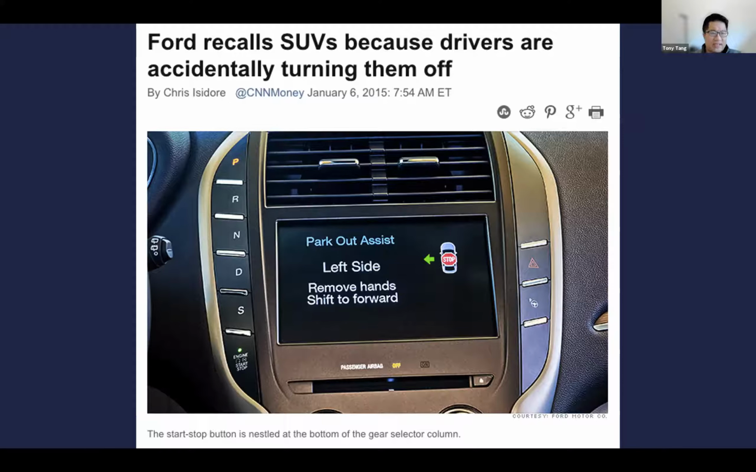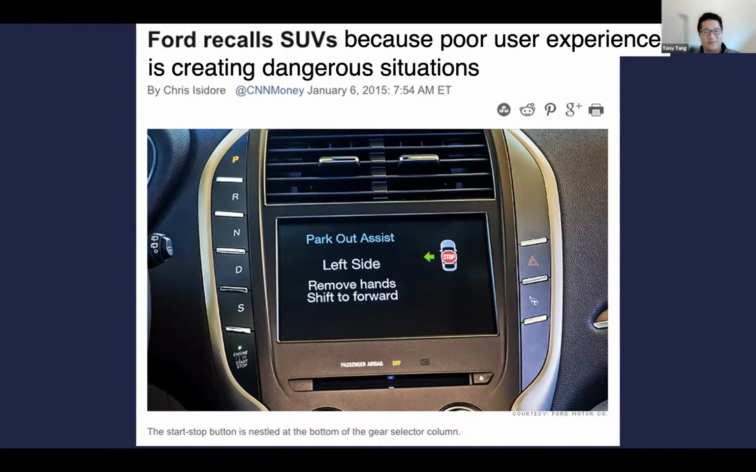And so, for me, as somebody who thinks about user experience design, who thinks about these experiences that we're designing for people, I'm a little offended by the title here, because I think this title of this article, as descriptive as it may be, ascribes the blame to people who are driving the car, right? It ascribes the blame to drivers. But to me, this is actually a design problem. So if I were redesigning this title, what I would say is Ford recalls SUVs because poor user experience is creating dangerous situations. Because to me, the fault should lie in the people that designed this thing, not so much the people that are driving the cars.